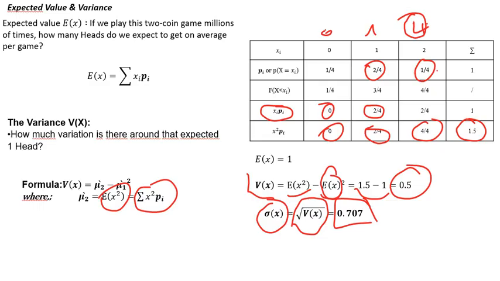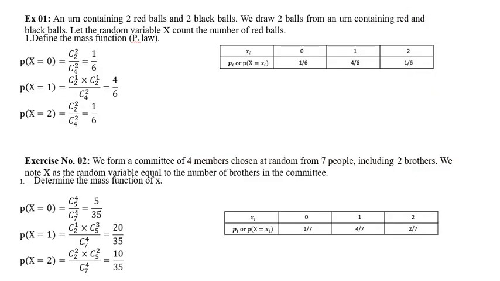Now let's solve a simple exercise just for practice. Imagine we have an urn containing 2 red balls and 2 black balls. We draw 2 balls from the urn. Let our random variable, which is a discrete one, count the number of red balls. How many red balls do we get from this draw?